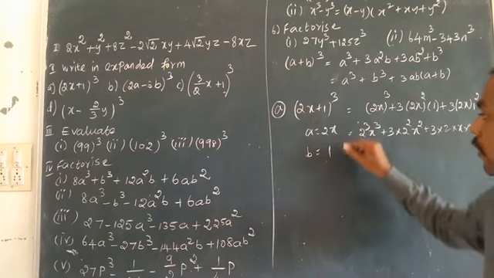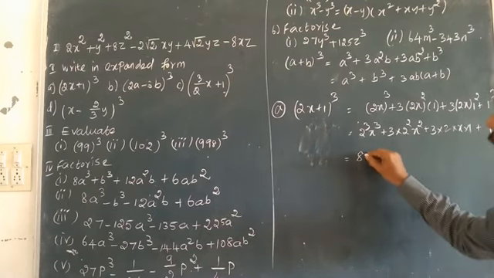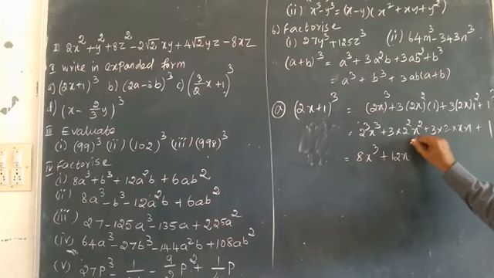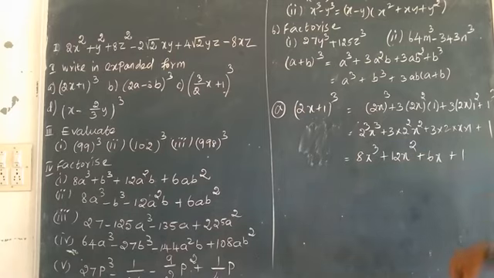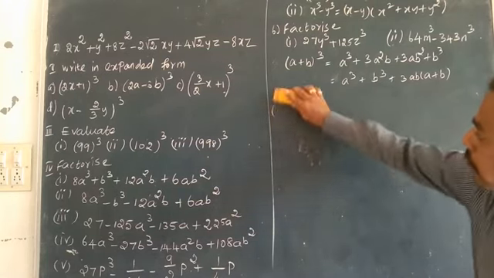So 2 power 3 value is 8. So 8x power 3 plus 3 into 2 squared, value 4, so 3 fours are 12, 12x squared, plus 3 twos are 6, 6x, then plus 1. So this is the expanded form of the first one, (2x plus 1) the whole power 3. Okay. Similarly, you are going to solve the remaining problems.